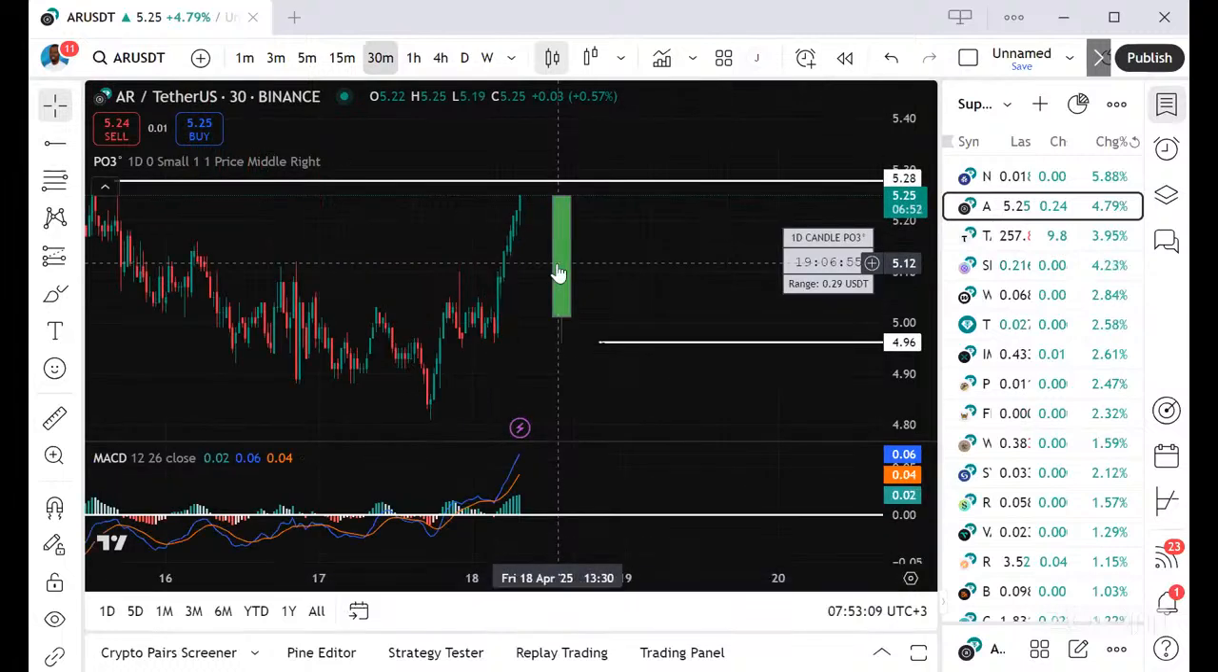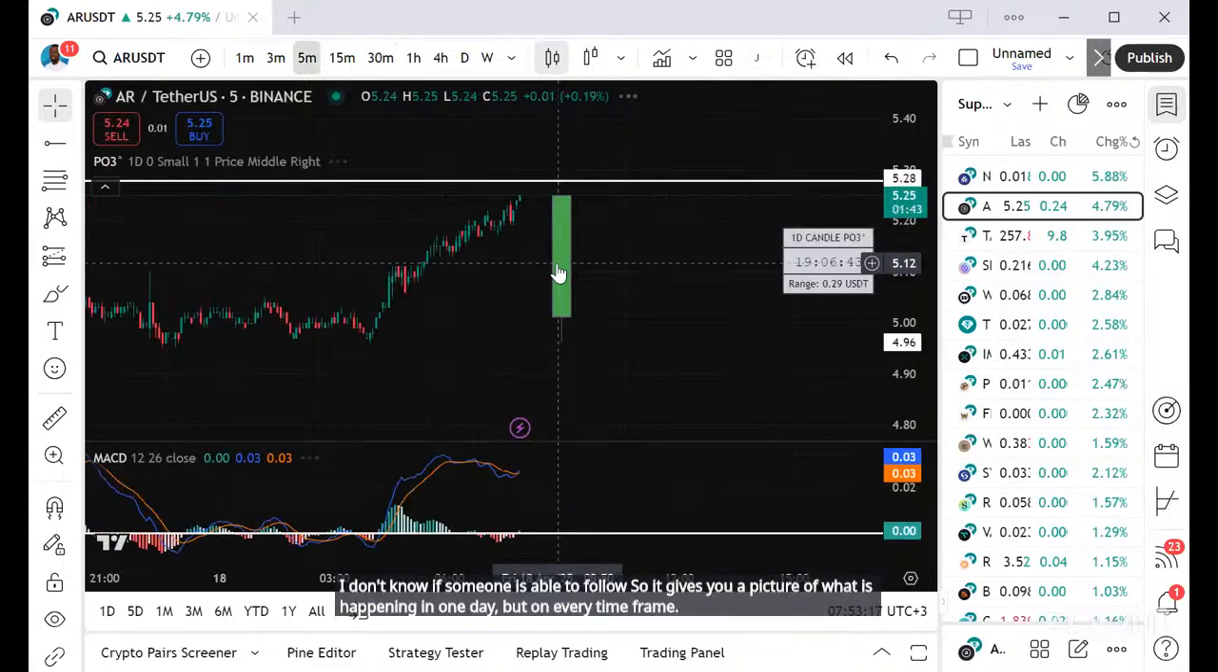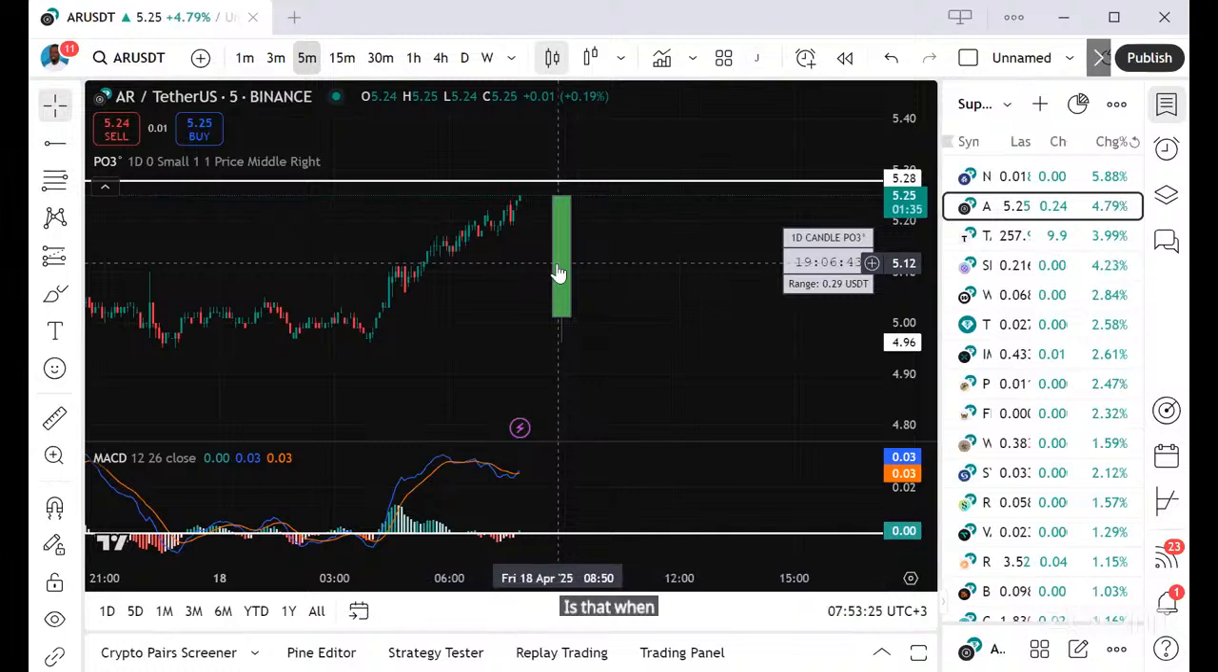I don't know if someone is able to follow. So it gives you a picture of what is happening in 1 day, but on every time frame. Even if I go to 5 minutes, it moves with me. Now, why is this very important to me? It is that when a market is on an uptrend on a bigger time frame, the reason why I'm trading in a smaller time frame is just to find an earlier entry in the market.